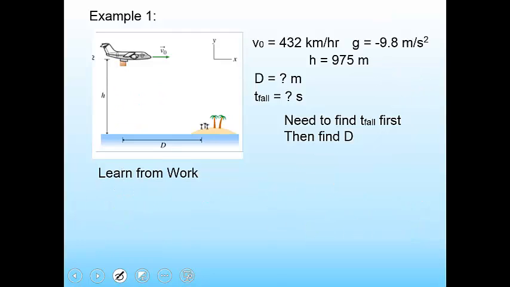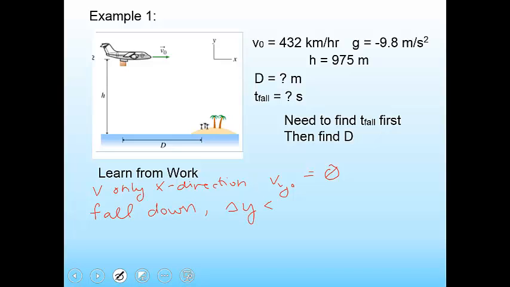The last thing we need to do is learn from our work. And so we can classify this problem. So there are certain things we can classify. The first thing is that the velocity was only in the x direction. So v sub y initial was equal to 0 to start with. We can also classify problems where the thing falls down. And in that case, we know that delta y is a negative number.